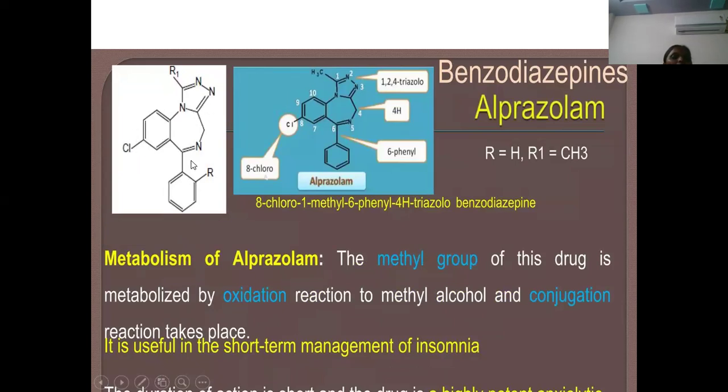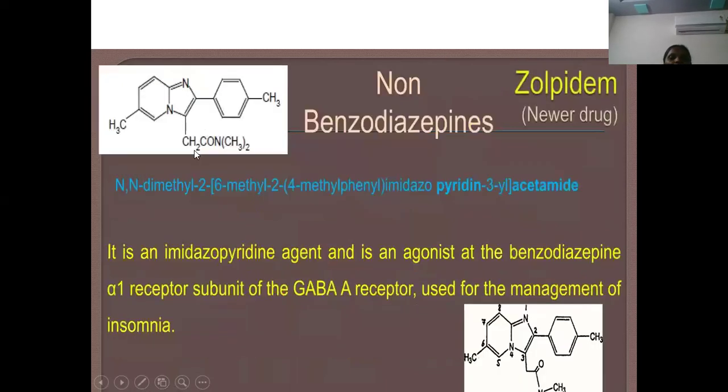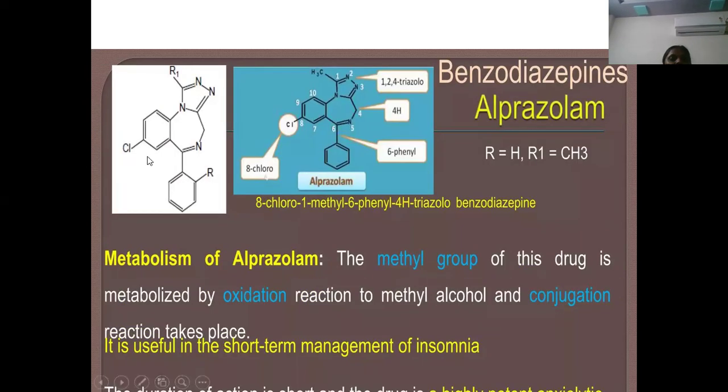So next, in between fourth and fifth position, we have an unsaturated bond. At fifth position, a phenyl ring attached with R. R means we are substituting with either hydrogen or methyl or ethyl or propyl. But in case of the alprazolam structure, we have to substitute with the methyl group. At seventh position, Cl is present. So this is the structure of alprazolam.